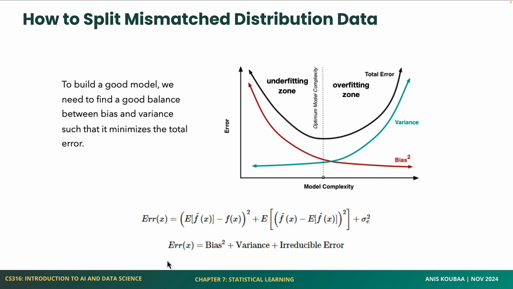So this is the summary of the errors that you can have: the bias squared, the variance, and you can see the bias must be squared because the variance is also the square of the standard deviation, plus an irreducible error.